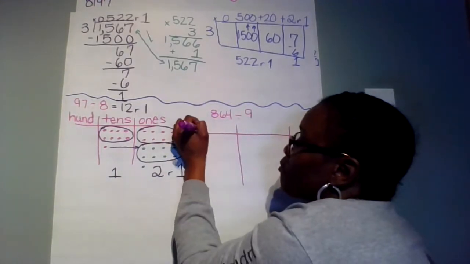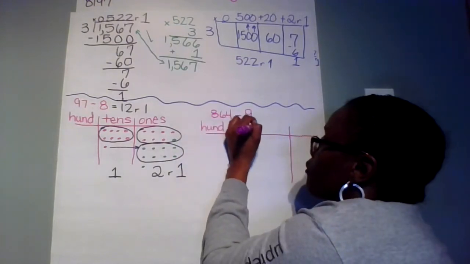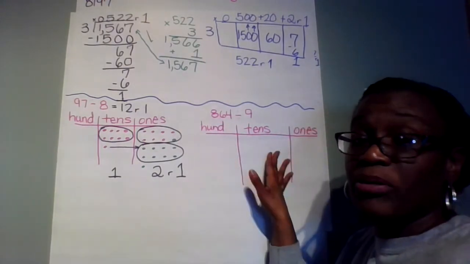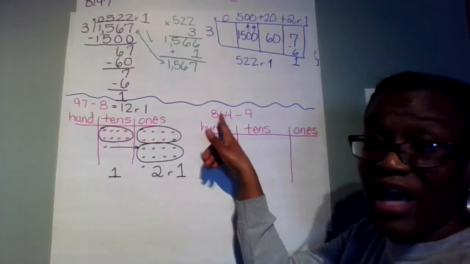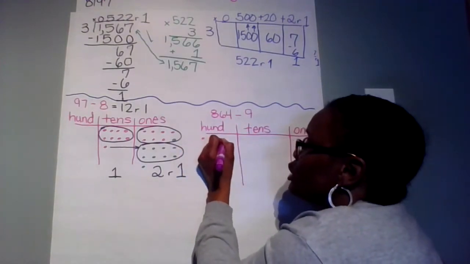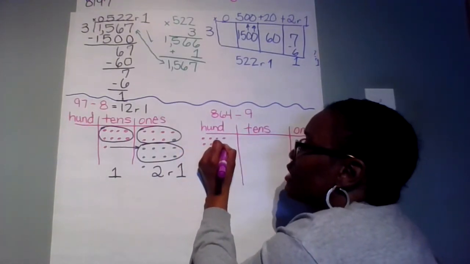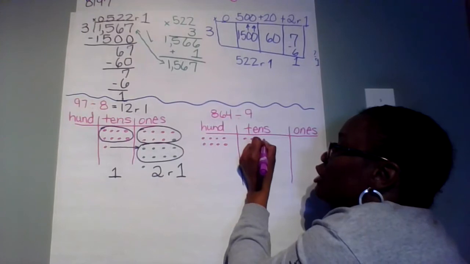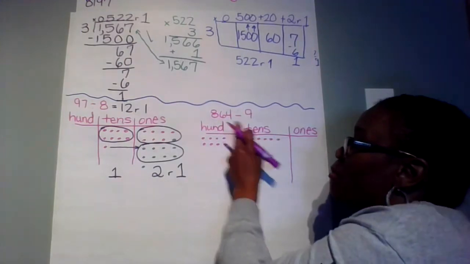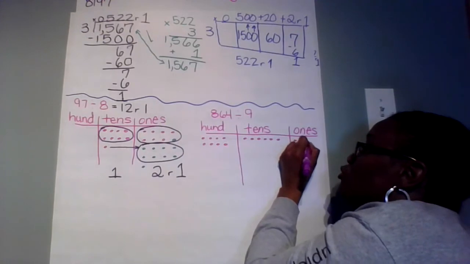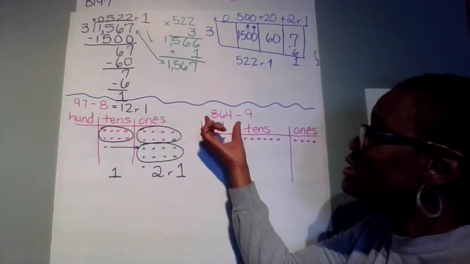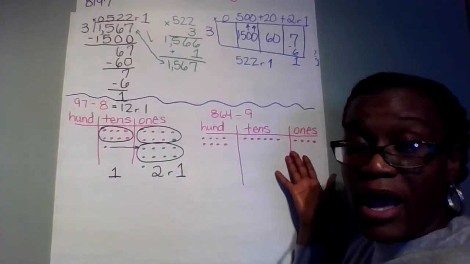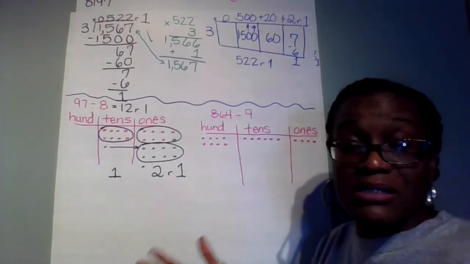Let's label it hundreds, tens, ones. Now let's place your dots. How many hundreds do you have? I have 8. 1, 2, 3, 4, 5, 6, 7, 8. How many tens do I have? I have 6. 1, 2, 3, 4, 5, 6. And how many ones do I have? 4. 1, 2, 3, 4. So all we did was take 864 and put it onto our place value chart using discs or dots.